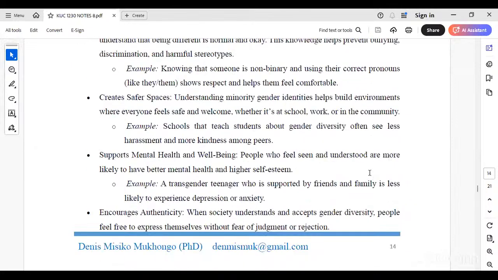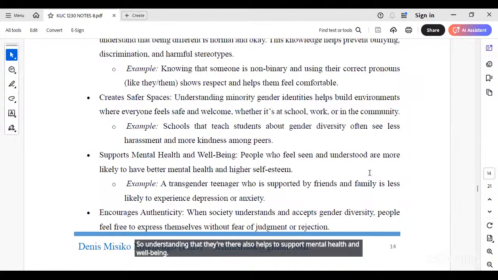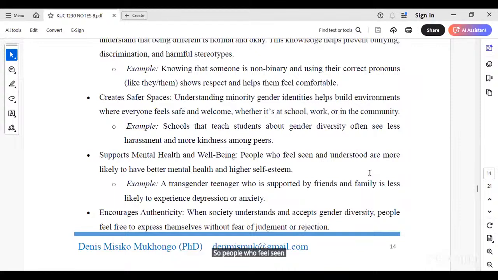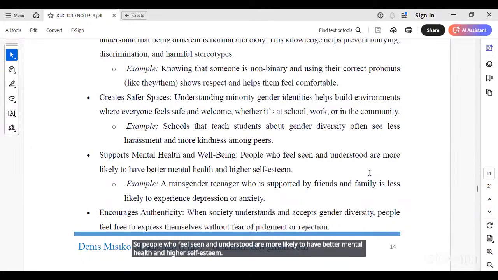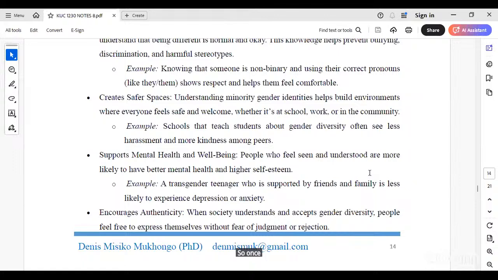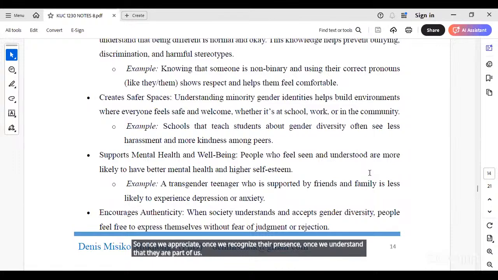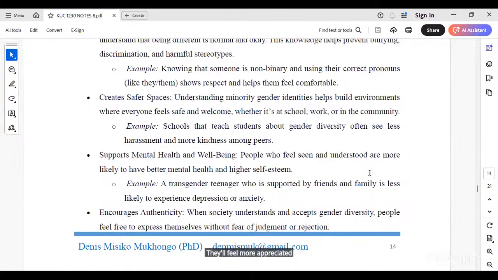So understanding that they're there also helps to support mental health and well-being. People who feel seen and understood are more likely to have better mental health and higher self-esteem. So once we appreciate, once we recognize their presence, once we understand that they are part of us, they'll feel more appreciated and they will have a higher self-esteem. Then in essence, they might not be tormented.